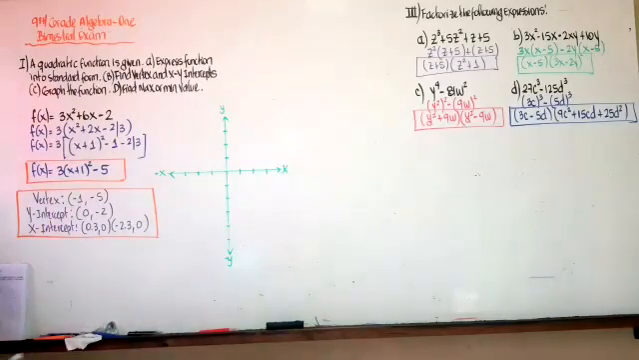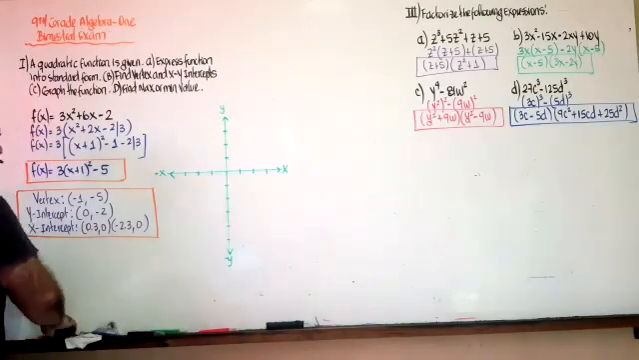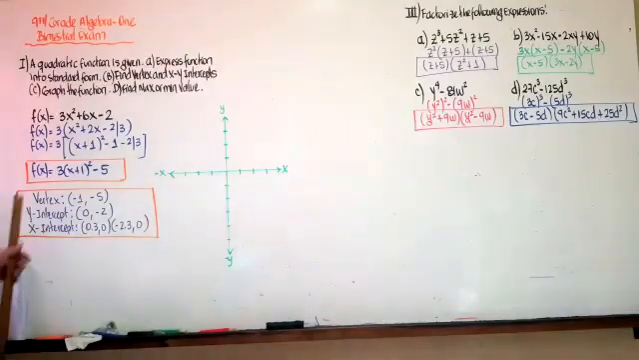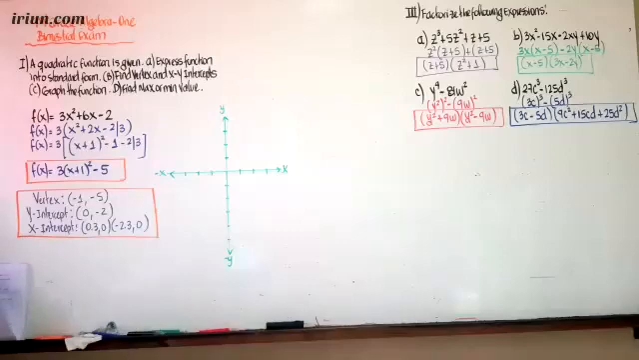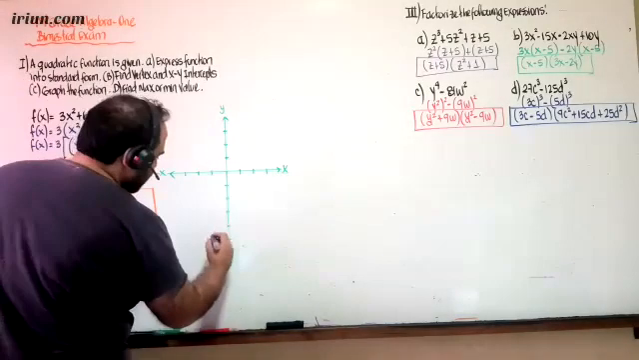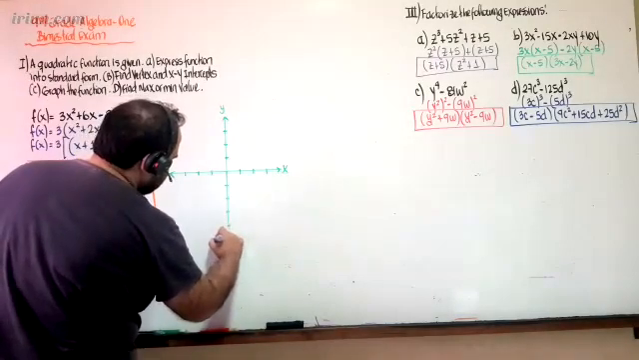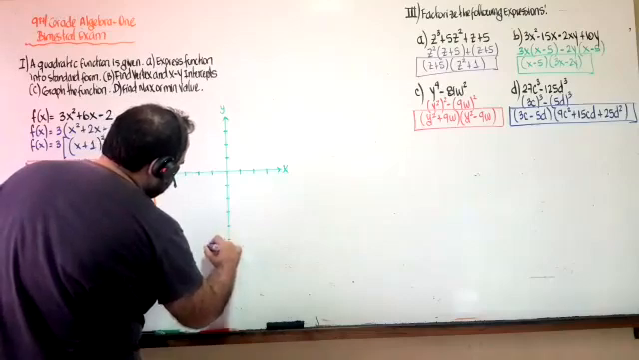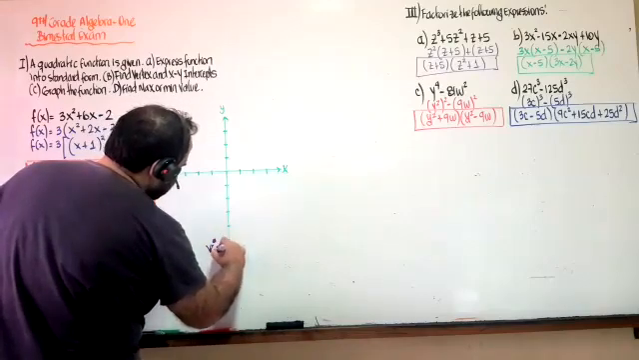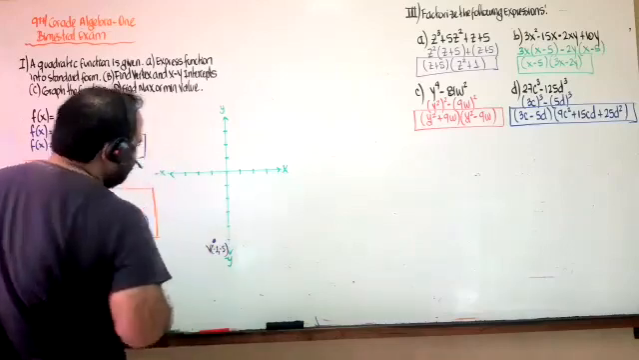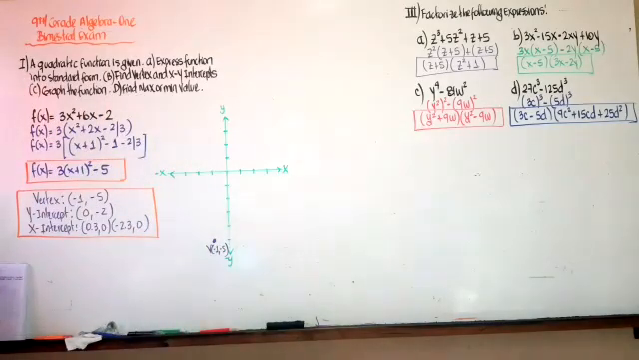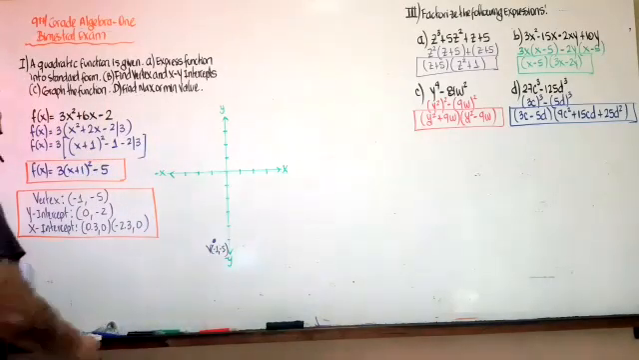So what will be the first thing that we have to graph in this equation? It will be the vertex. The vertex is given by -1 and -5. Okay, that will be over here. This is going to be the vertex. Now let's graph the x and y-intercepts.